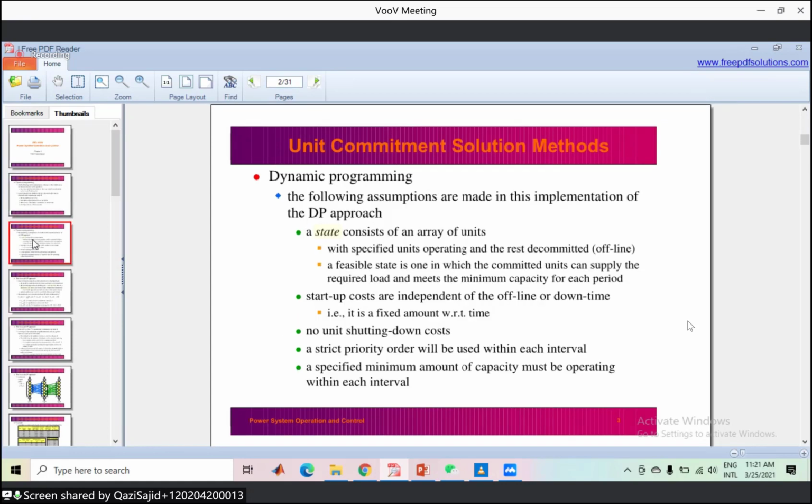So in the dynamic programming approaches that follow, we assume a state consists of an array of units which specify unit operation, and the rest offline. The startup cost of a unit is independent of the time it has been off. There is no cost of shutting down a unit. There is a strict priority order, and in each interval a specified minimum amount of capacity must be operating.